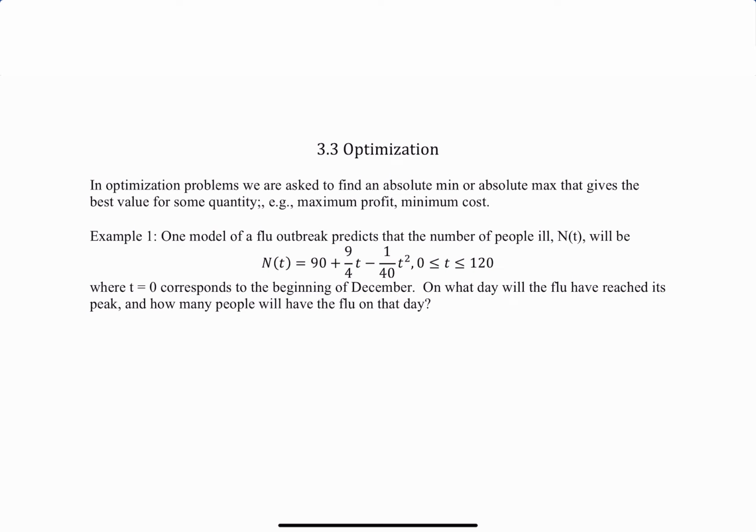So we're going to just basically go with our procedure for finding absolute maxes and mins. We need the derivative of our function. So let's see, the derivative of 90 is 0. The derivative of 9/4 t is 9/4. And then for minus 1/40 t squared, we have minus 2/40 t. In other words, we have 9/4 minus 1/20 t. That's never undefined, so we don't have the undefined kind of critical point. If we did, we'd need to check it.